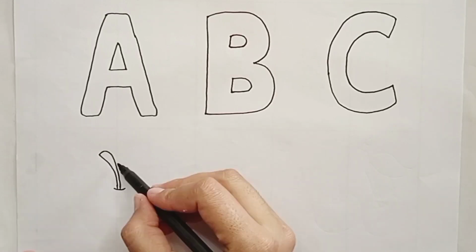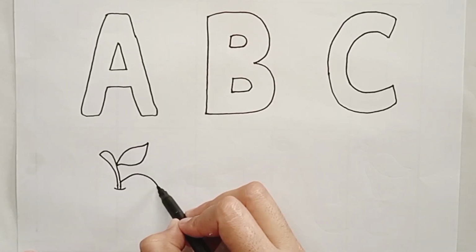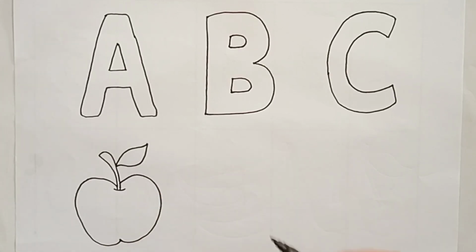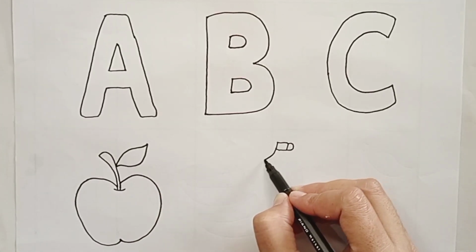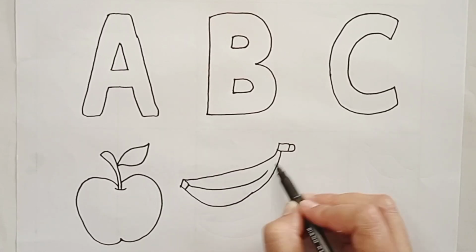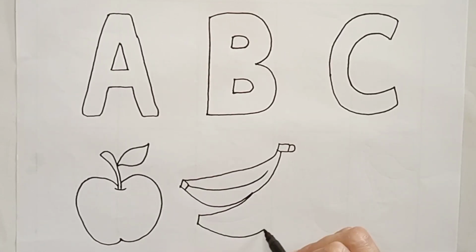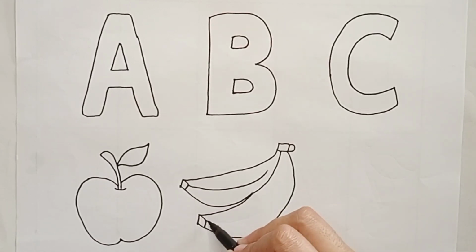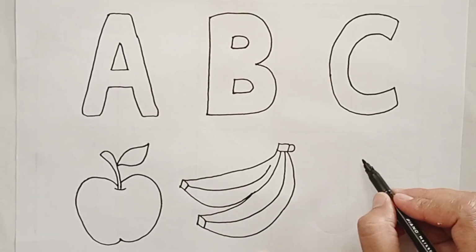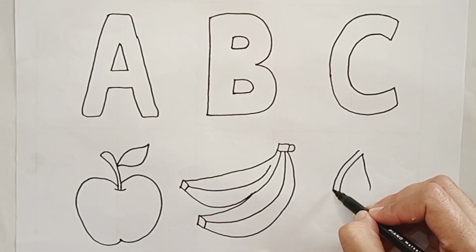Here we draw apple. A for apple. B for banana. It's too delicious and very easy to draw. Now we draw here C for cherry.